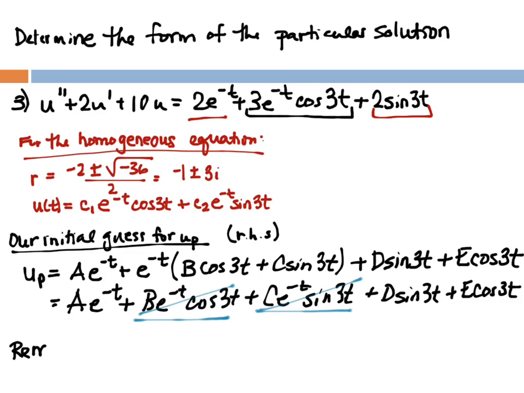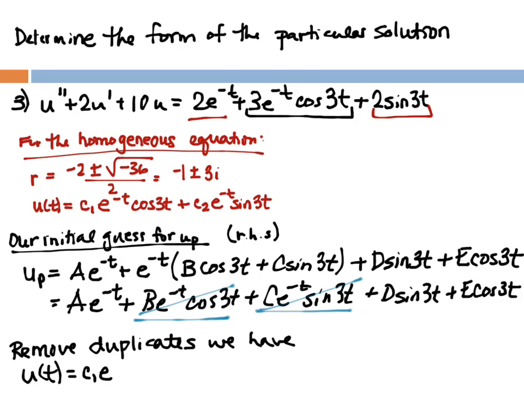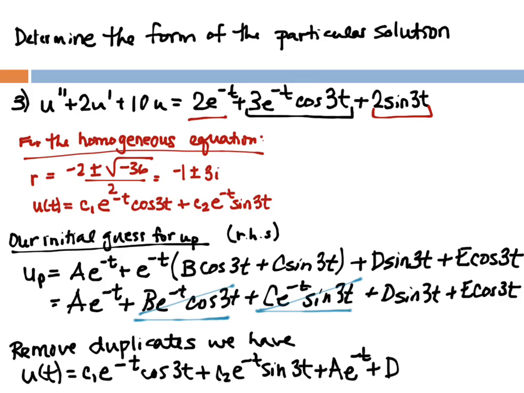Let me say it this way, removing duplicates, we have u of t equal, I'll write it the way we did before, c1 e to the negative t cosine 3t plus c2 e to the negative t sine 3t plus a e to the negative t plus d sine 3t plus e cosine 3t.